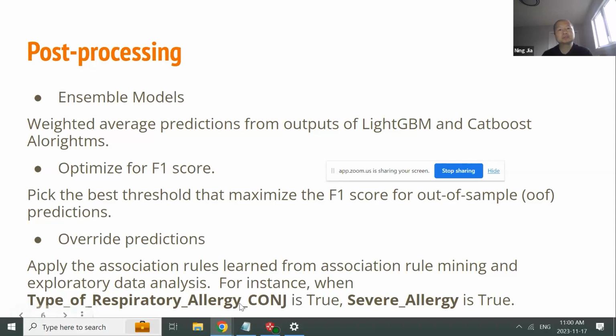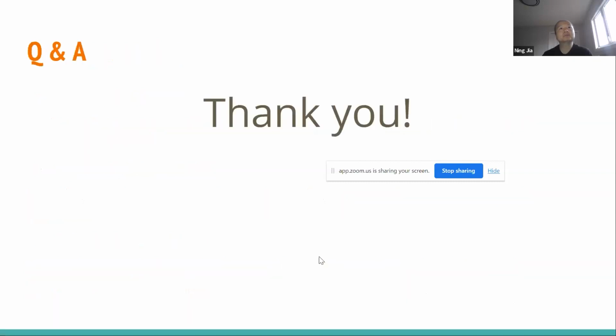If this allergy is true, suppose after we do the prediction and I optimize for the F1, we found for one patient this is true, then severe allergy must be true. It's very likely. I remember the confidence was like 95% or even higher. So in that case, I will override severe allergy to true, no matter what the model output is. So that's something I did for the post-processing. I believe that says everything regarding my solution. So thank you very much. I'm open to questions.